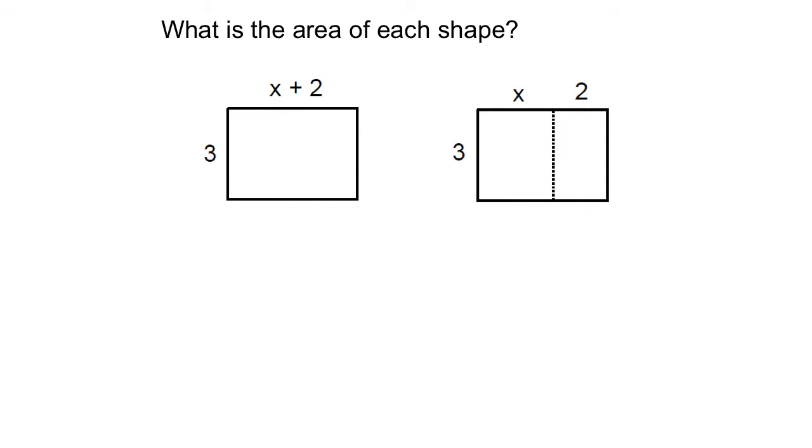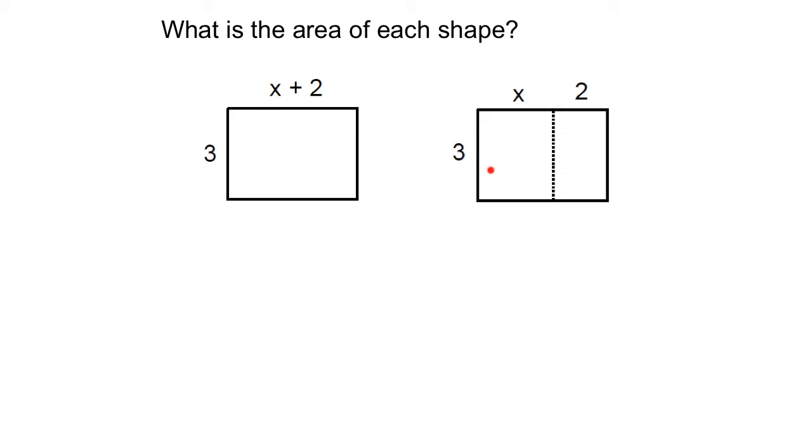So here I have two rectangles. The first one is just the rectangle. The second one, I have the rectangle divided up into two sections. The width of the rectangle is 3 units in either case. The length is x plus 2. So some number plus 2. Now in the second rectangle, it's the same size and shape, but I've divided the length into the x and the 2. So just bear with me here.